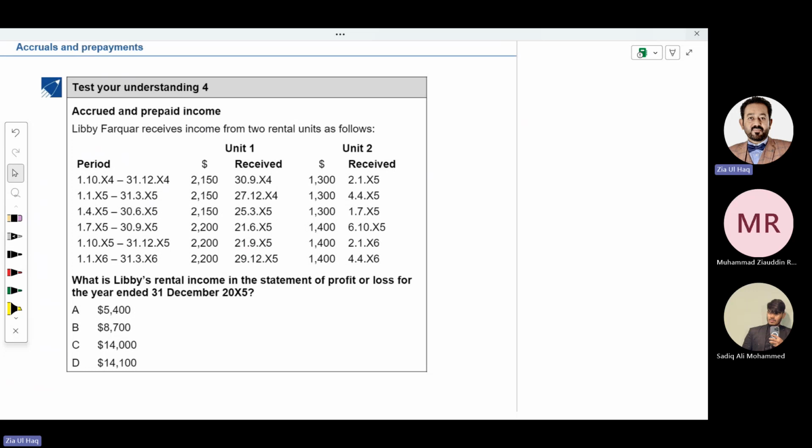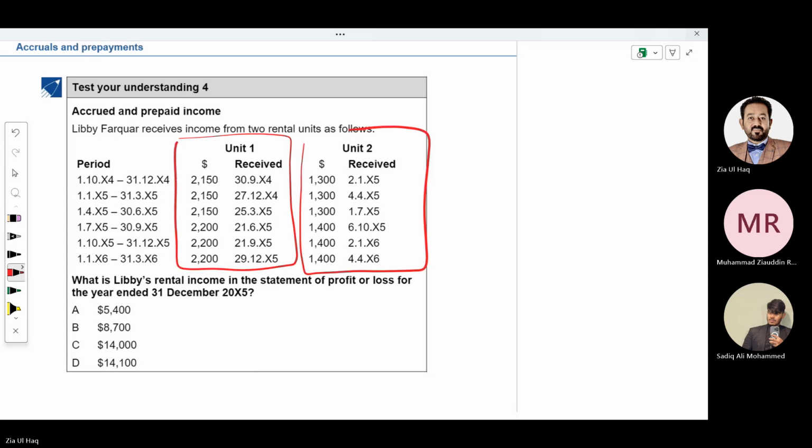Accrued and prepaid income. Libby Farquhar receives income from two rental units as follows. One is unit 1 and the other is unit 2. From 1st October to 31st December, this is one quarter relating to 20x4. You received this for unit 1 and this for unit 2.